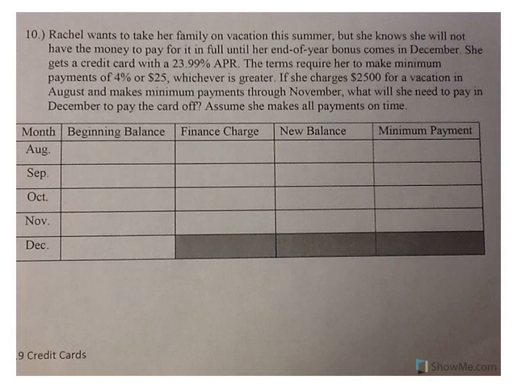Let's do another example, and you might want to start this example on your own, see what you can do. So Rachel wants to take her family on vacation. She doesn't have the money until the end of the year. So she gets a credit card with 23.99% APR. Her minimum payment is 4% or $25, whichever is greater. And she's going to charge $2,500. We're going to see how much she has, no extra payments, nothing else.